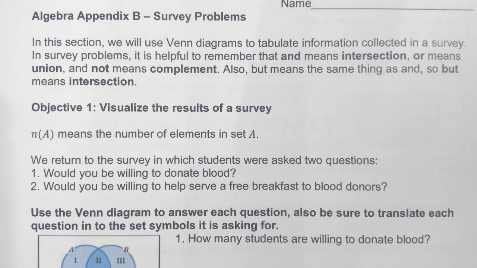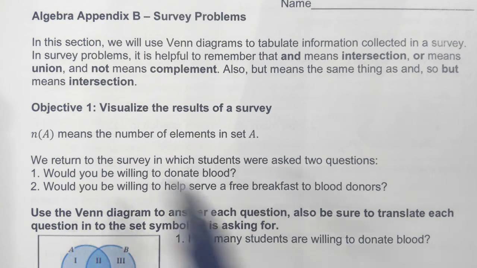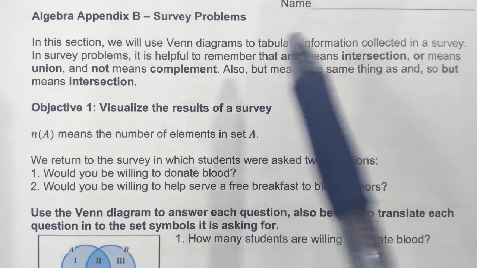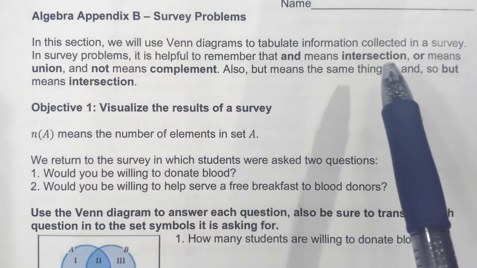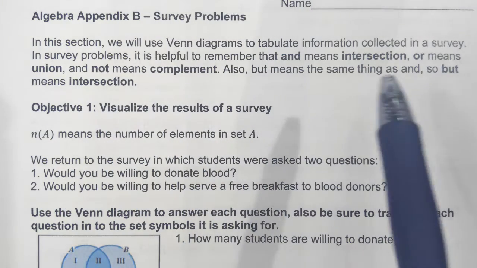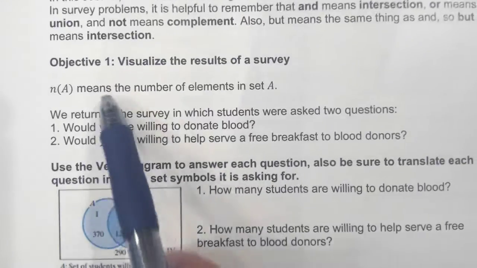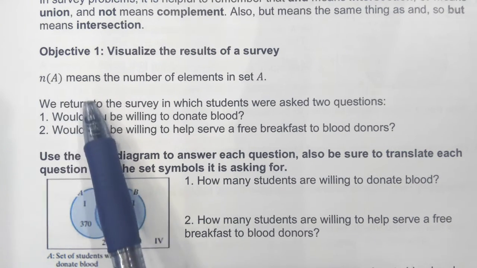Today we're going to be looking at survey problems, which deal with the Venn diagrams we just talked about. In this section, we'll use Venn diagrams to tabulate information collected in a survey. In survey problems, it is helpful to remember that AND means intersection, OR means union, and NOT means complement. Also, BUT means the same thing as AND, so BUT means intersection. Okay, so symbols: this means the number of elements in set A.